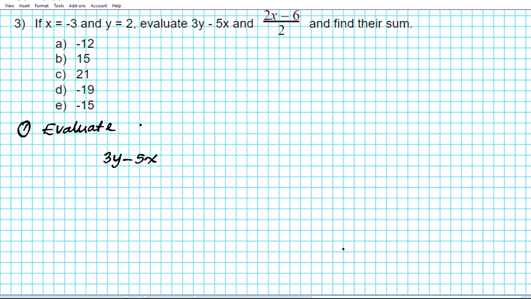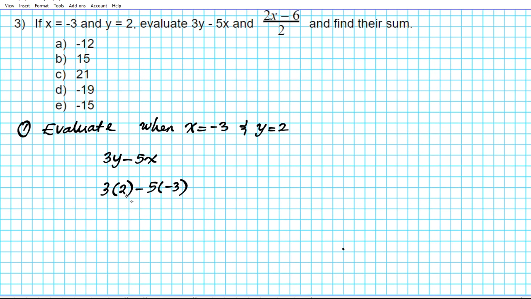We're evaluating when x is equal to -3 and y is equal to 2. So we're going to substitute these values into this expression. So we're going to have 3 times 2 minus 5 times -3. Using order of operations, please excuse my dear Aunt Sally, we're going to multiply first before we subtract.